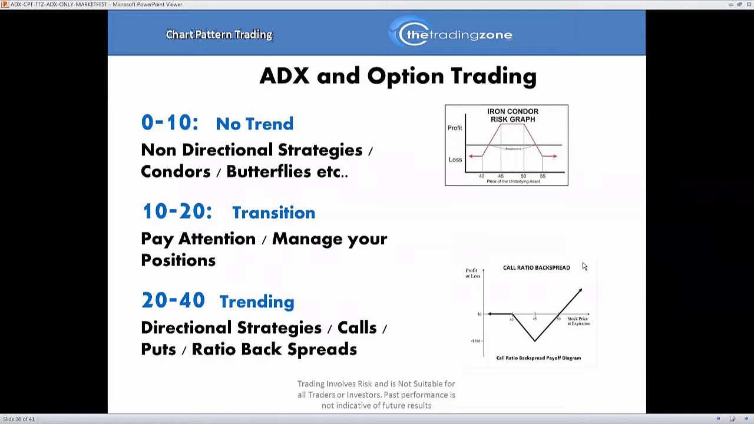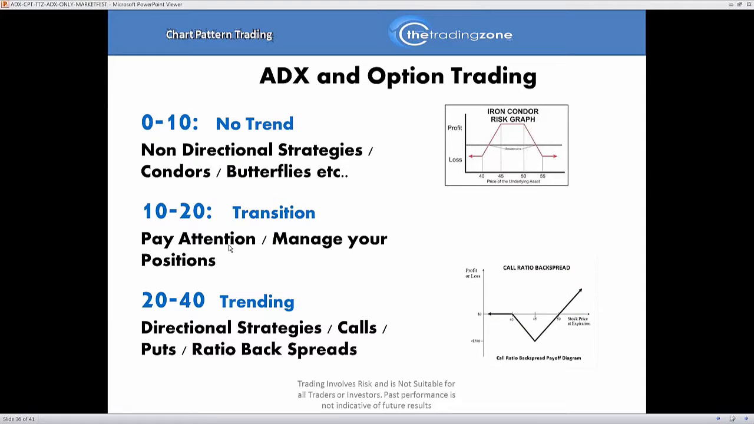When you write strategies, condors, spreads, when do you want to do those? Do you want to do them in a high movement environment? No. You want to do them when the market's not doing anything. So what do we know about the ADX? 0 to 10, no trend. Do your condor. Market is trendless. It's not going anywhere, right? Butterflies also. Market's not going anywhere. Do it in a zero trend environment.